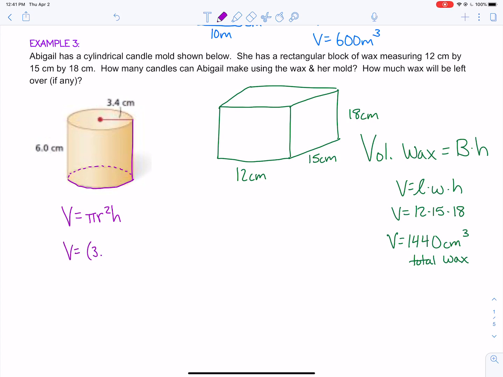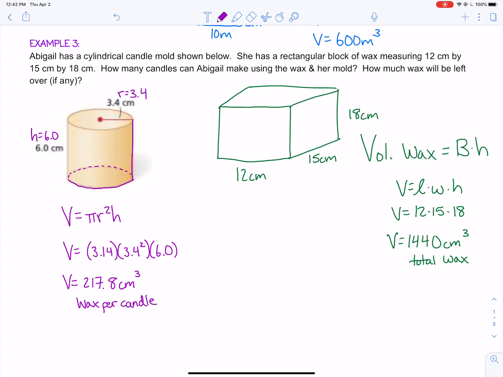So pi, I'm just going to use 3.14 again. The radius was given, it's a little blurry, so I'm just going to rewrite that, it is 3.4. So we need to square that and then multiply by the height. Again, that's a little blurry, but that looks like 6 centimeters. So the volume of each candle comes out to 217.8 cubic centimeters. Let's write down, that's the wax per candle that we would need.